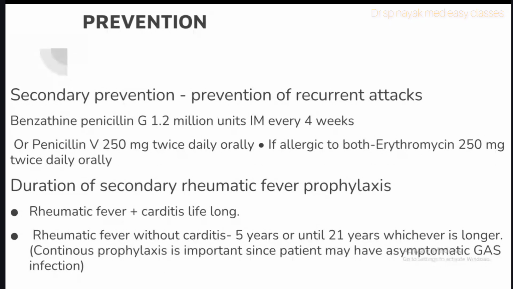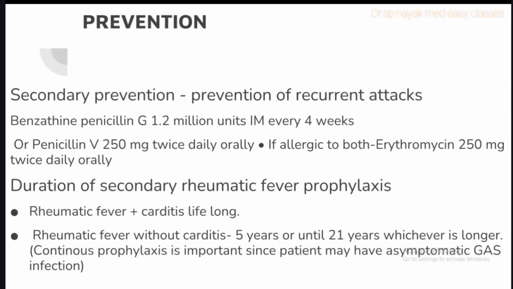Secondary prevention, prevention of recurrent attacks. Benzathine penicillin G 1.2 million units IM every 4 weeks is given for secondary prevention, or penicillin V 250 mg twice daily orally. If the patient is allergic to both benzathine penicillin and penicillin V, then we are going to prescribe erythromycin 250 mg twice daily orally for prevention of recurrent attacks.